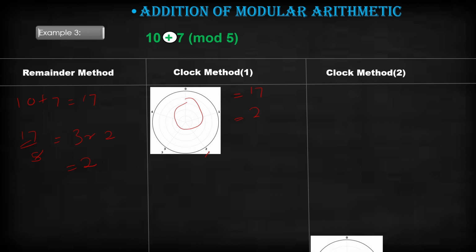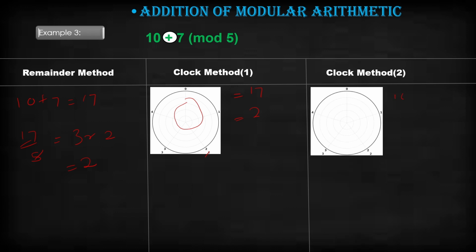And then for clock method 2, we find the value of 10 and the value of 7. 10 is 5, 10, which is 0, and then 7 is 5, 6, 7, which is 2. And then we're going to have 0 plus 2. Since it's in between clock and remainder method, it's going to be 2 divided by our mode, 5. It can go 0 times remainder 2. So our answer is 2.